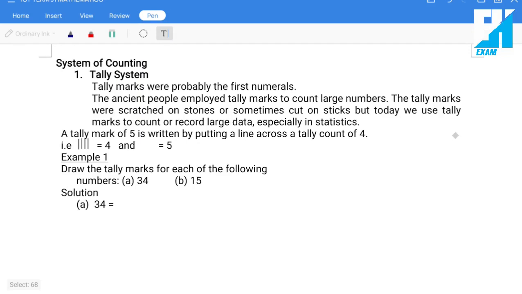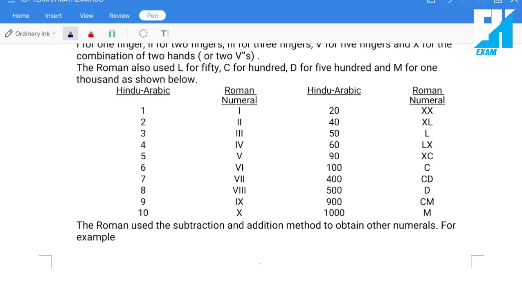The tally marks were scratched on stones or sometimes cut on sticks. Today we use tally marks to count or record large data, especially in statistics. A tally mark of 5 is written by putting a line across a tally count of 4, and it is done like this. Assuming I want to write 5, I just do 1, 2, 3, 4. The last one makes it 5.